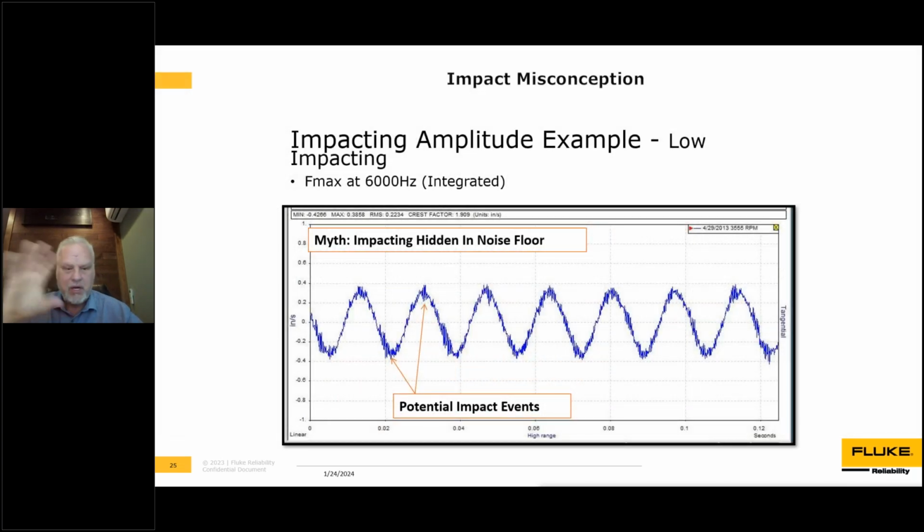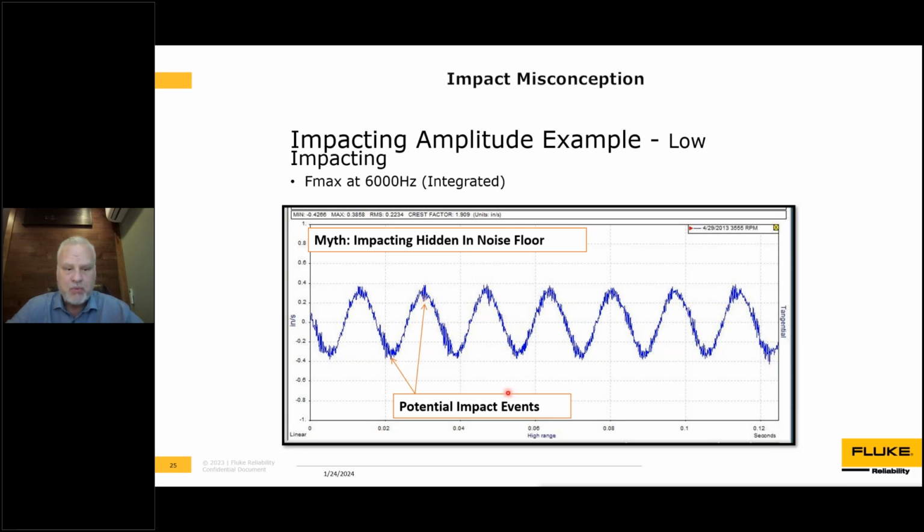This is the common idea, and this is a real set of data. I'm going to show you this data in two different forms, first in what was the traditional form. This one was sampled at 6,000 hertz, pretty typical for a high-speed machine, 6,000 hertz Fmax. And then we integrated the data. You notice it's in inches per second. What you can see in the data is maybe there are some potential impact events. You can see how that might be hidden in the noise floor.